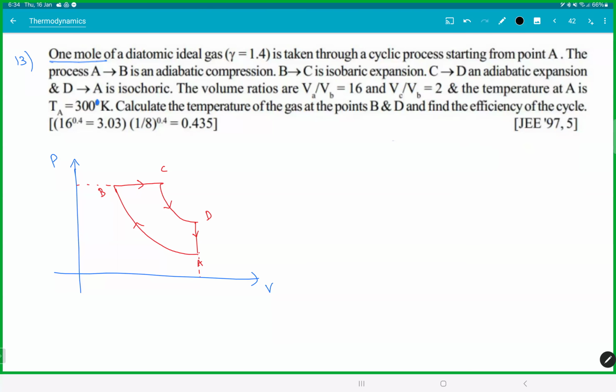And he mentioned temperature at A is 300 Kelvin. And it is also given this ratio of volumes. So using this data, you have to find temperature at B and D. If you want efficiency, temperature at C also you have to find. So yeah, get temperature at BCD. If you got that, actually the question is over. I'll give you 2 minutes for temperature at BCD.